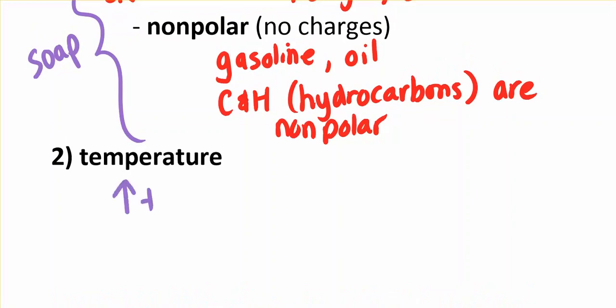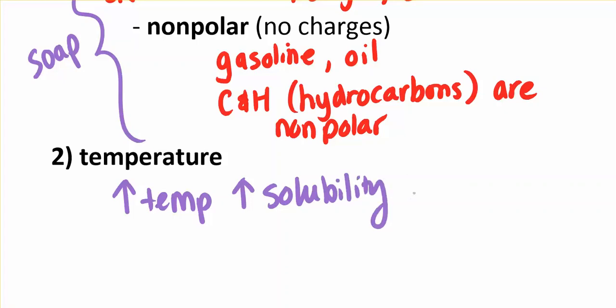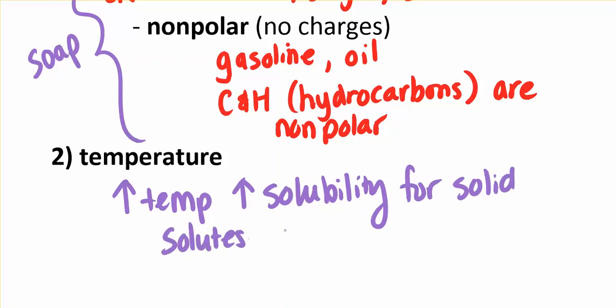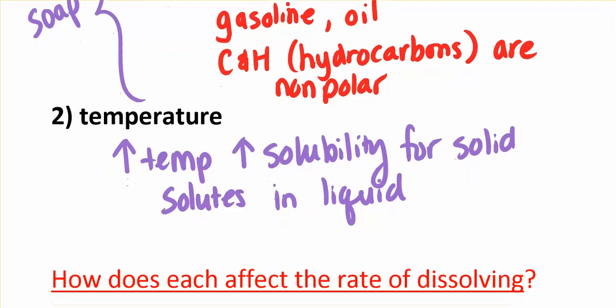Okay, another factor in getting something to dissolve is temperature. If you increase the temperature, that normally increases solubility. And this is true for solid solutes in liquids. That's the most common type that we talk about in here, but it is a different trend for gases. So this is for solids, when you're dissolving sugar in your tea or salt in your water. That's how it works, and it's generally true.